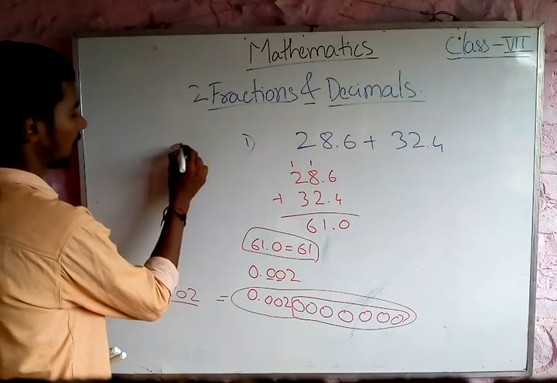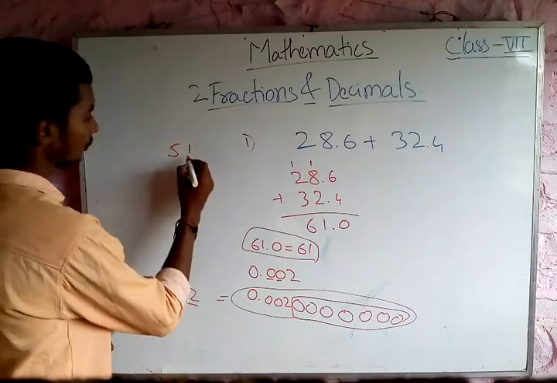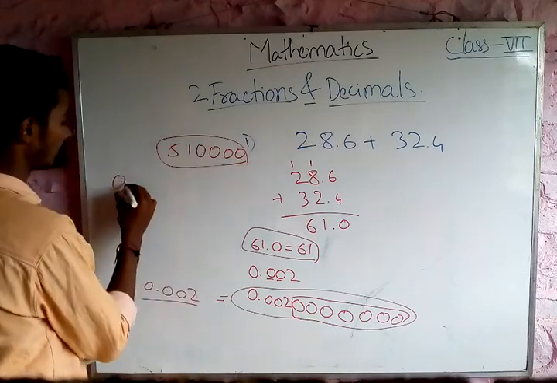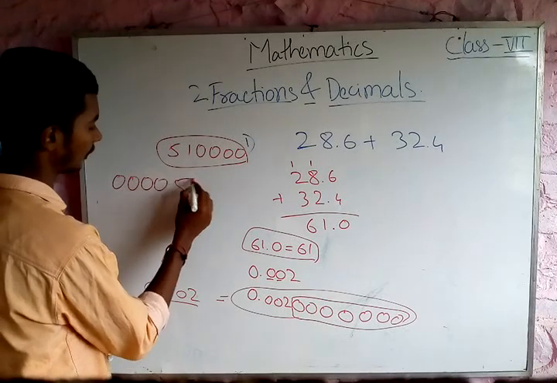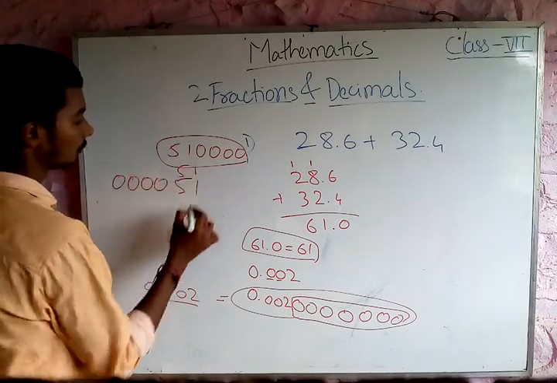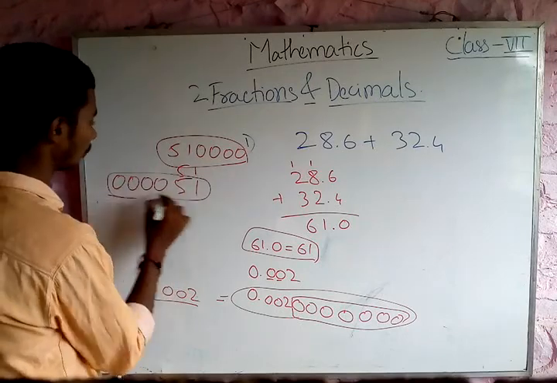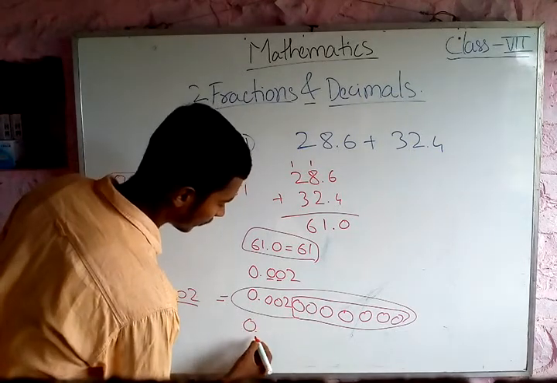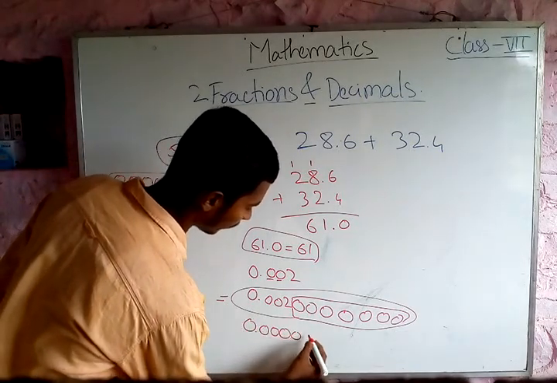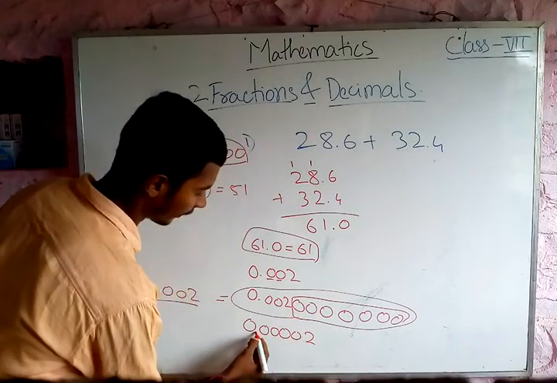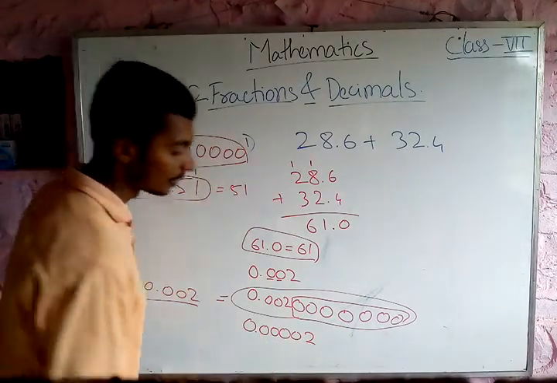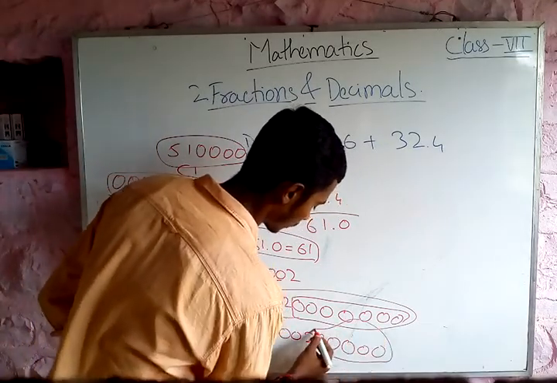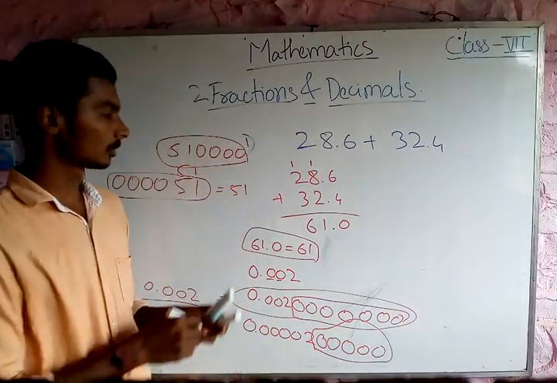It is similar to this: if I have the number 51 and I give zeros after 51, then the value of the number changes. But if I give zeros before 51, its value won't change, so it is simply 51. In the same way, zeros in between a non-zero digit and the decimal point have value, but zeros after a non-zero digit after the decimal have no value. Okay, so this is about addition.